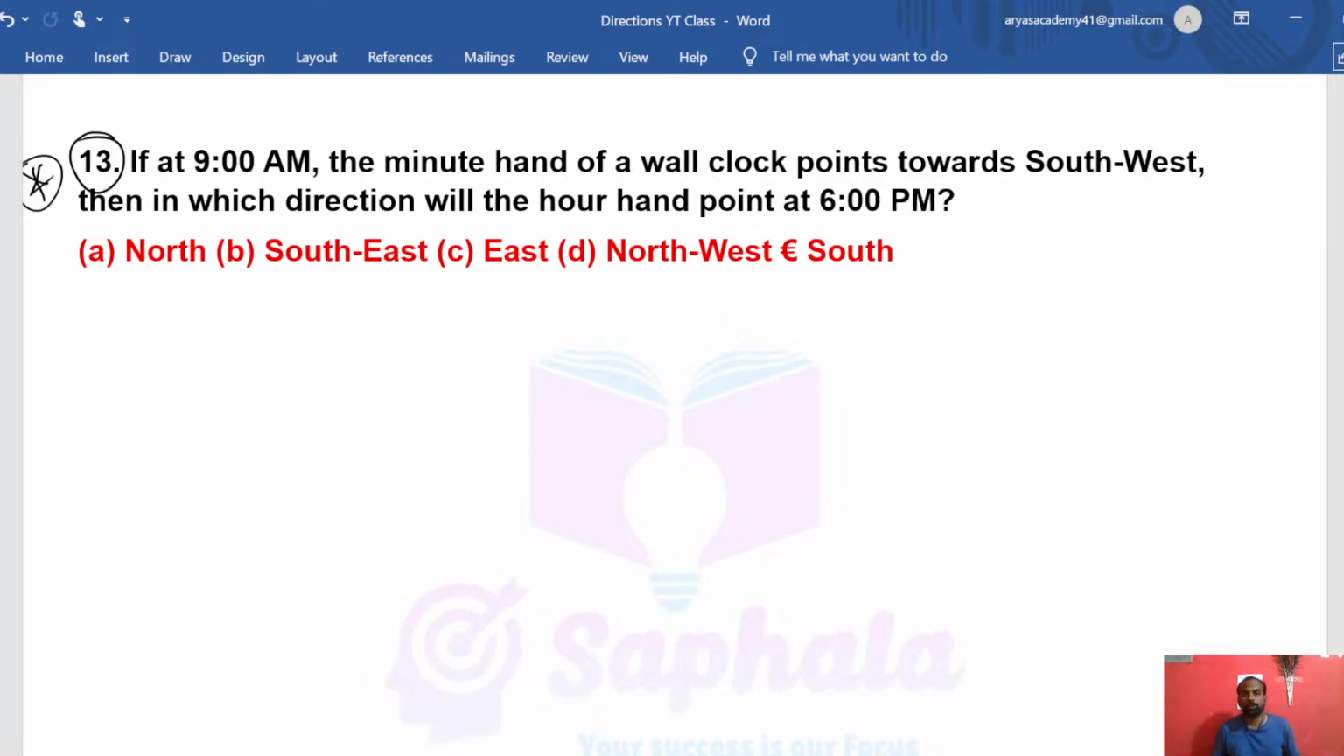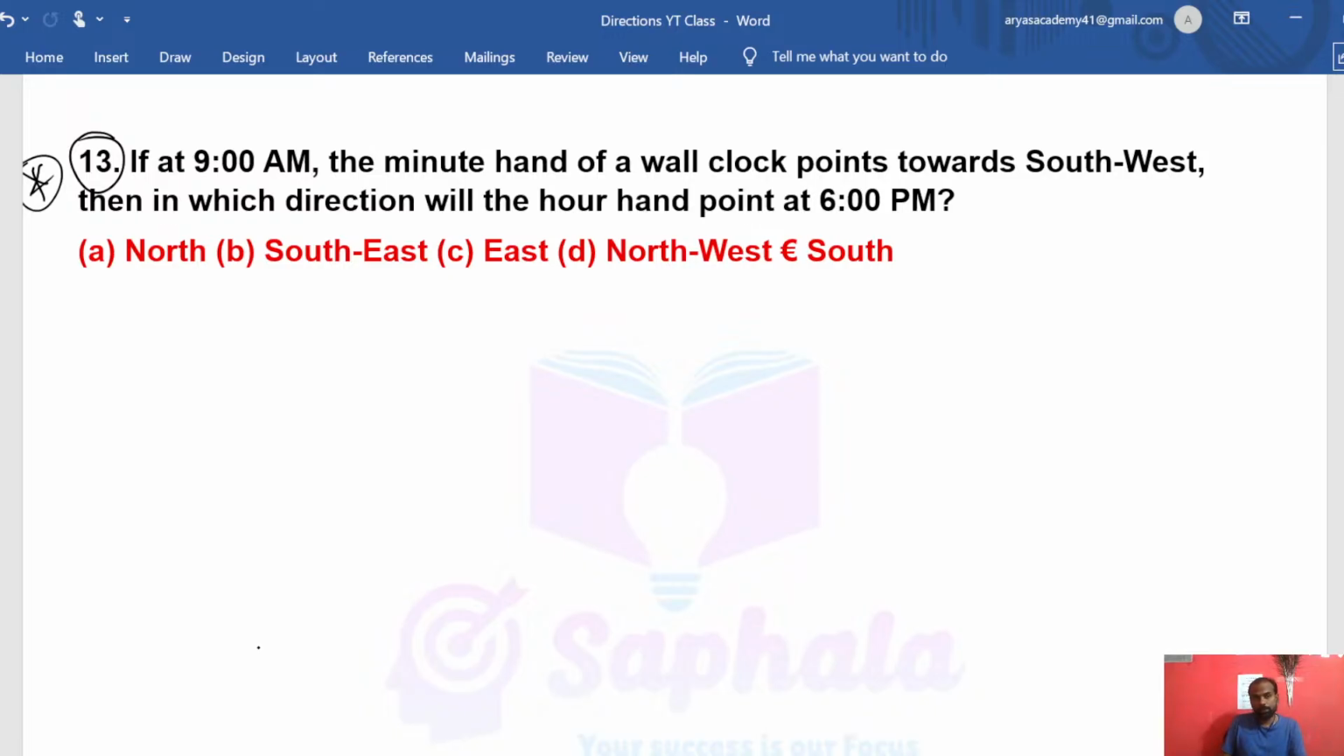At 9 a.m. the minute hand is pointing towards the southwest. Then what will be the direction of the hour hand? But not at 9 a.m. They are asking about at 6 p.m. Okay. Read the question properly. Initially, they are talking about 9 a.m. and they are mentioning the minute hand is pointing southwest. But they are asking about the hour hand direction, but not at 9 a.m., but at 6 p.m. So that's the difference. You should notice and answer accordingly. Okay.